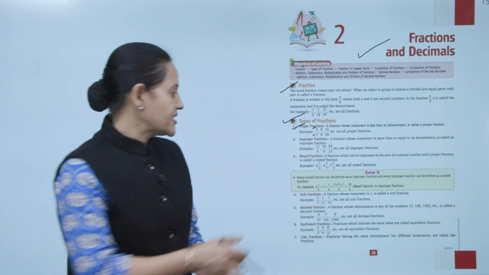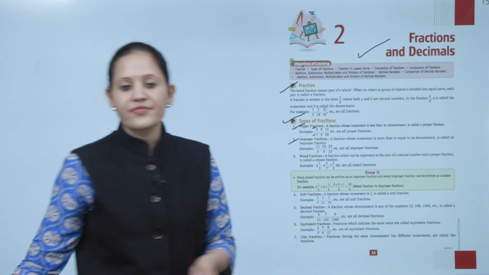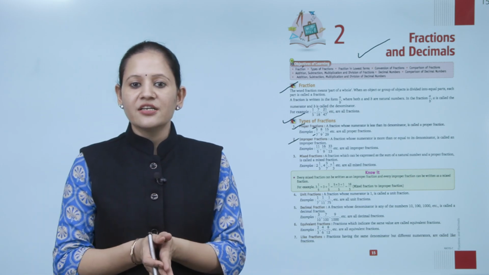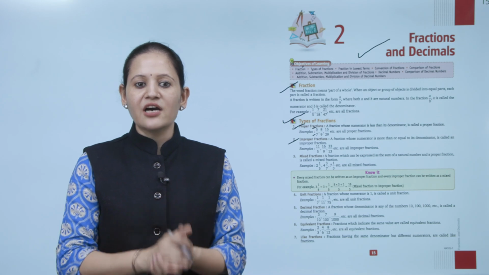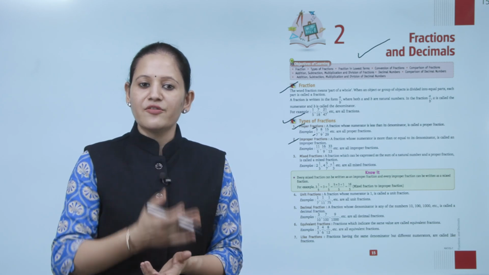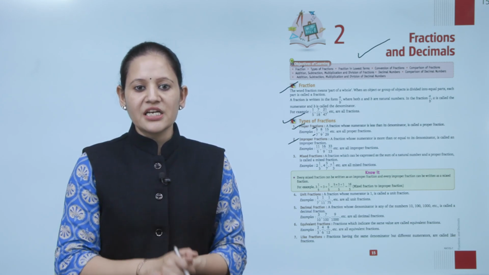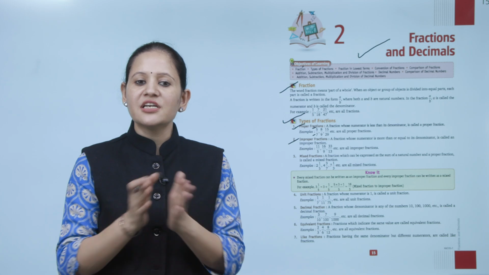Next is improper fraction. A fraction whose numerator is more than or equal to the denominator is called an improper fraction. For example, 11 upon 5, 16 upon 9, 33 upon 13. All these are improper fractions.